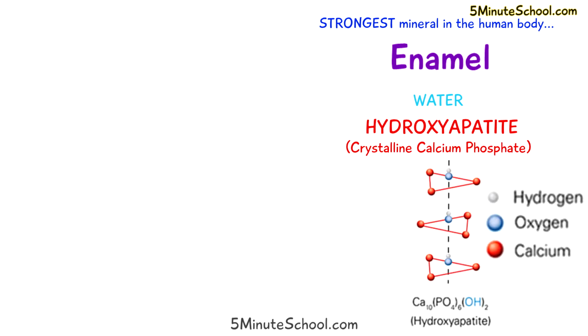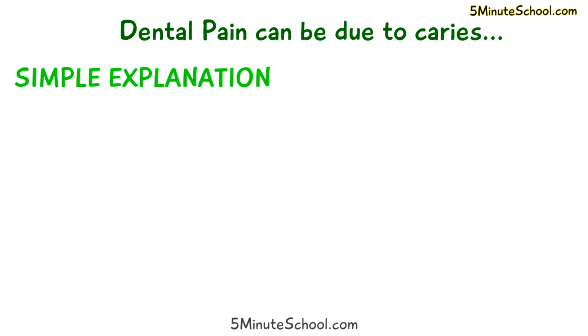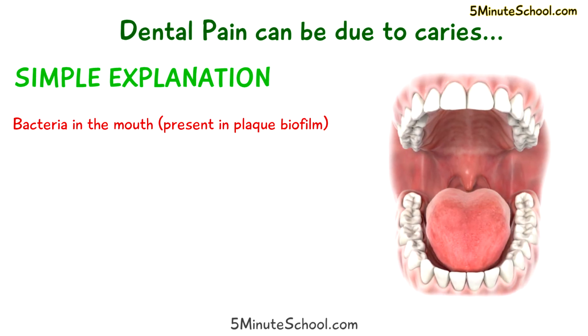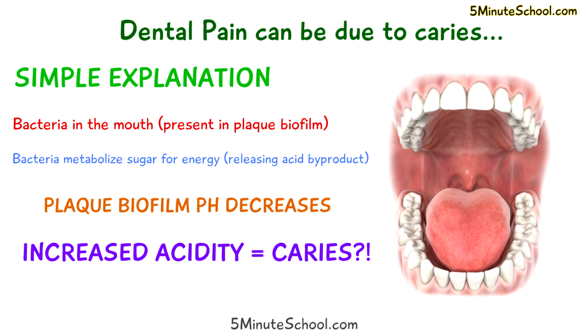So dental pain via the root of caries results in decay moving from the outer enamel layer to or close to the dental pulp. You might understand already how dental caries occurs. The simple explanation is that you have bacteria in the mouth present in plaque and calculus, and the bacteria metabolize sugar for energy and release acid as a byproduct, which decreases the pH of the plaque biofilm, making it more acidic, and this increased acidity contributes towards dental caries.